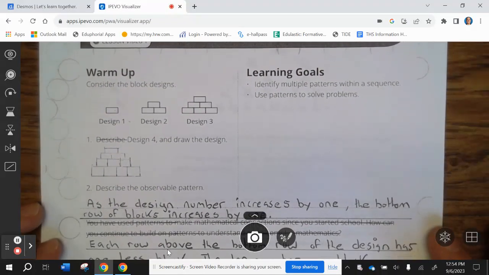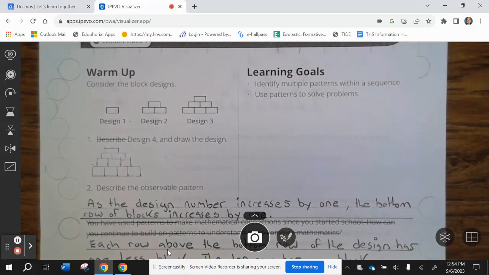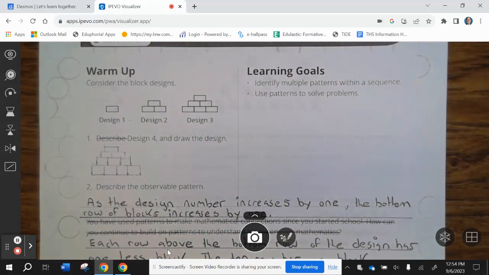Alright, let's take a look at the warm-up. Consider the block designs. Design 1, Design 2, Design 3. Design 4 and draw the design. So Design 4 is right here. So if you would go ahead and draw Design 4.